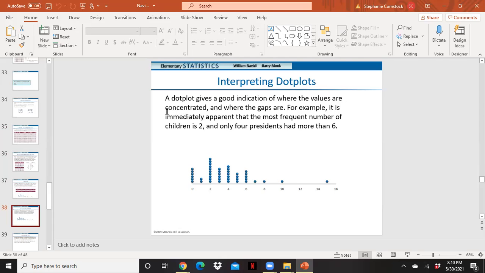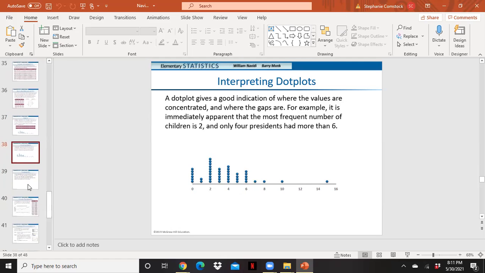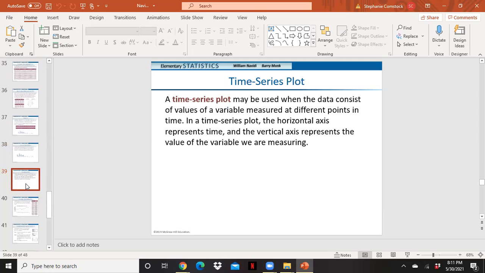again, the dot plots give a good indication of where values are constant. 2 is the highest. There are only 4 presidents who had more than 6 children. So we've got the one here at 7, 8, 10, and 15 for that one. So we can certainly start to see patterns. This could also be done in a histogram. It's just a little more straightforward, where you're not having to go through and do classes as we're processing through that. Now, the next type that we have is what's called a time plot.